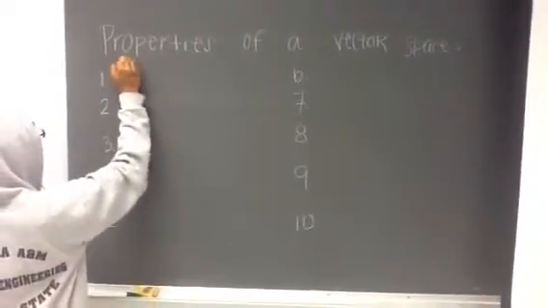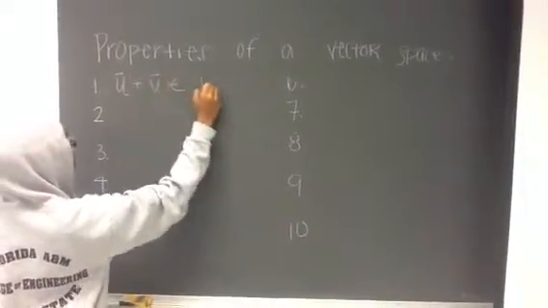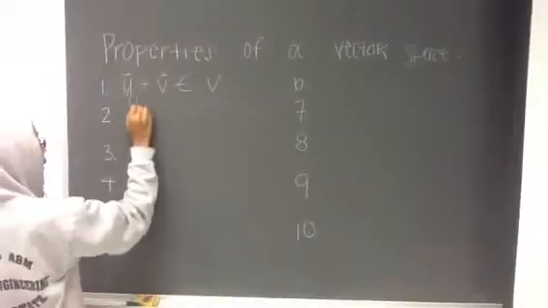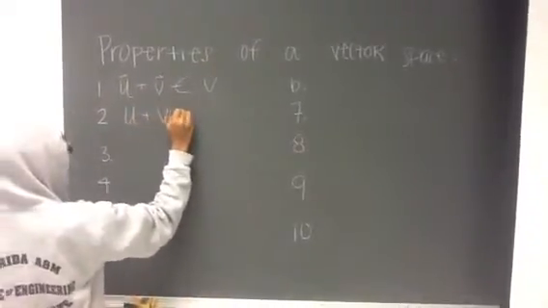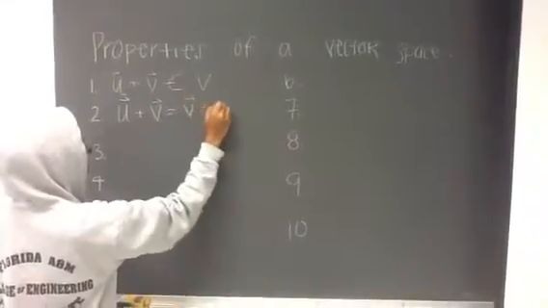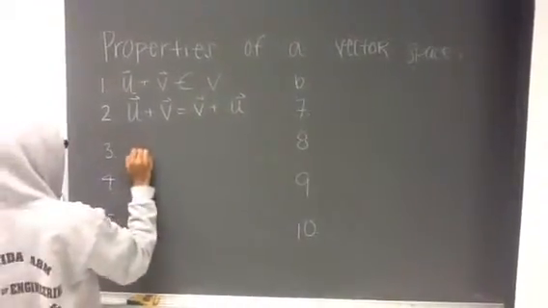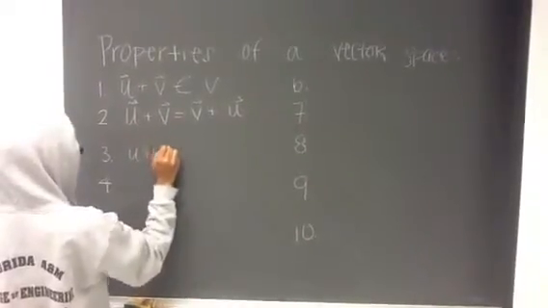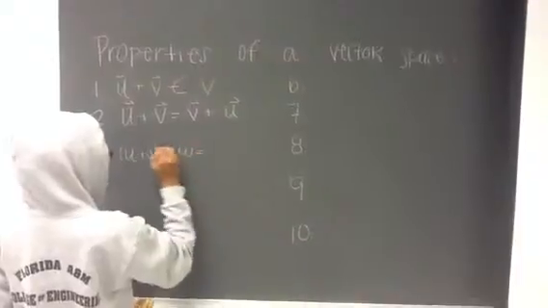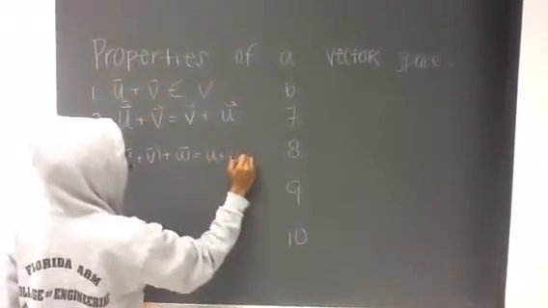1. The vector u plus v is in the set V. 2. The sum of the vectors u plus v is equal to the sum of the vectors v plus u. 3. The sum of the vectors u plus v, plus the vector w, equals the vector u plus the sum of the vectors v plus w.